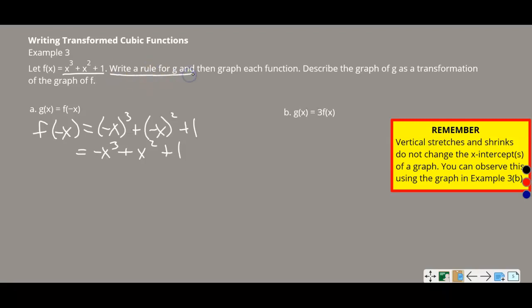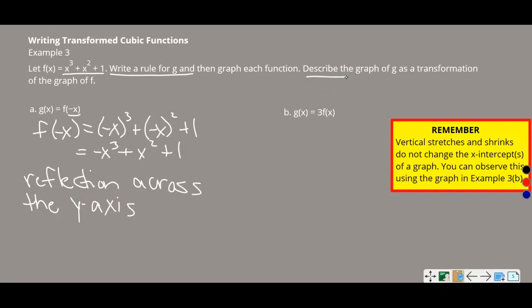So it says to write a rule, so we did that, and then it says describe it. All right, so it is going to be a reflection across the y-axis. That's because of the negative here, and it's inside the parentheses, which tells us it's the y-axis instead of the x-axis. The last part says describe the graph as a transformation. It doesn't say to graph it, but we can graph it and see what that looks like.